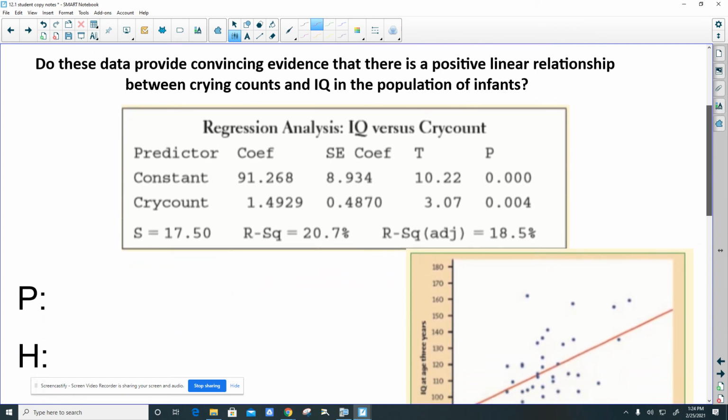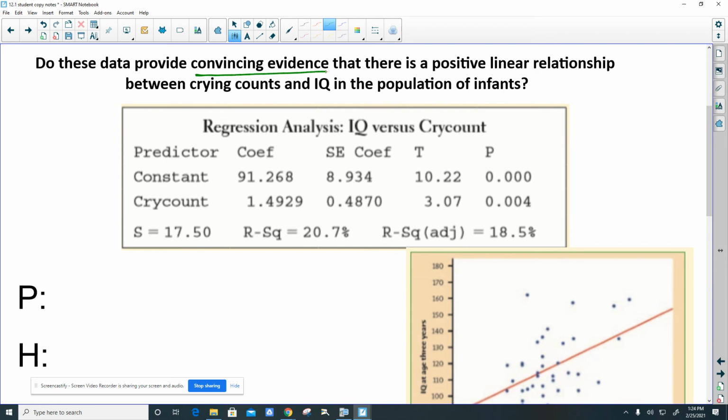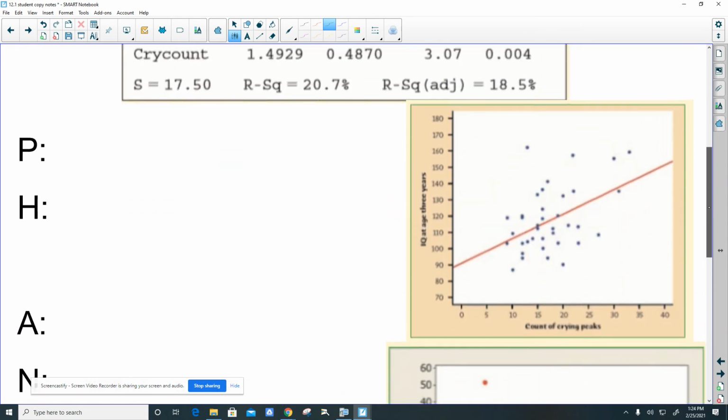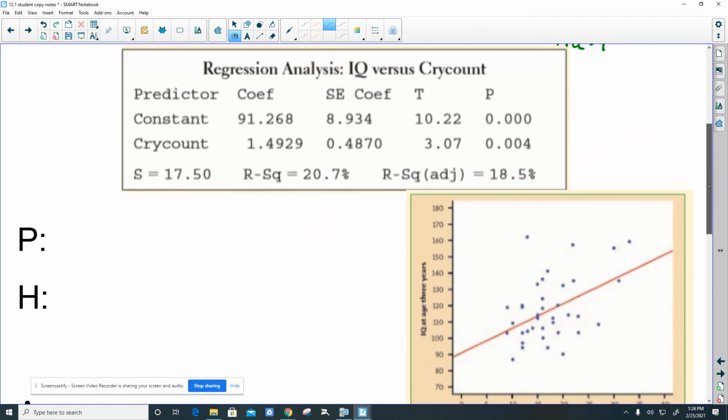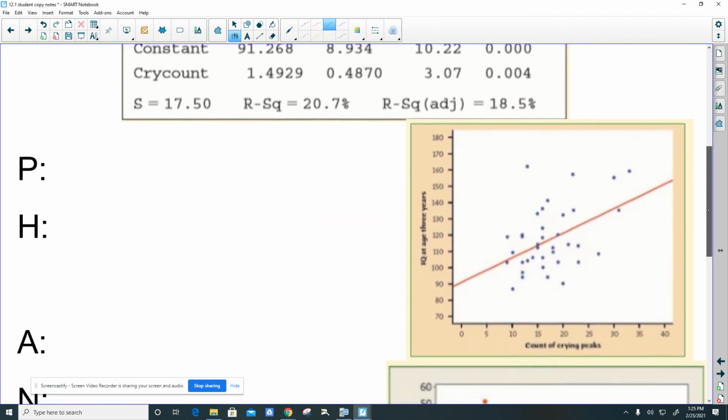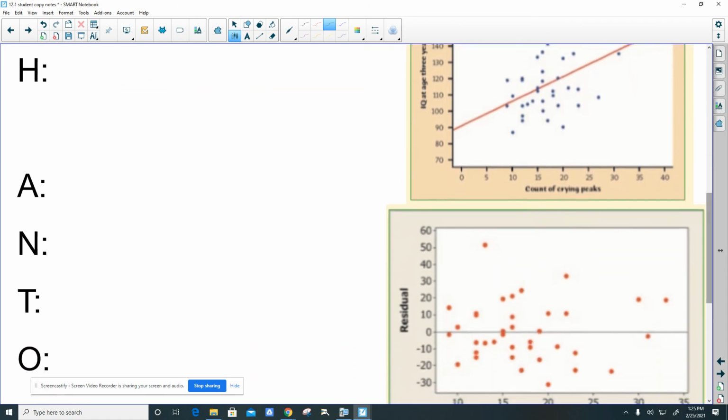Here we go. Does the data provide convincing evidence? We're going to run a significance test of a positive linear relationship. That means my alternative hypothesis is going to look like that: beta is greater than 0, between cry count and IQ in the population of infants. I think I had blanks for this, possibly for you to fill in on your notes page here. The name that we would fill in for this, I'm just going to go through a few of these here, would be linear regression t-test.